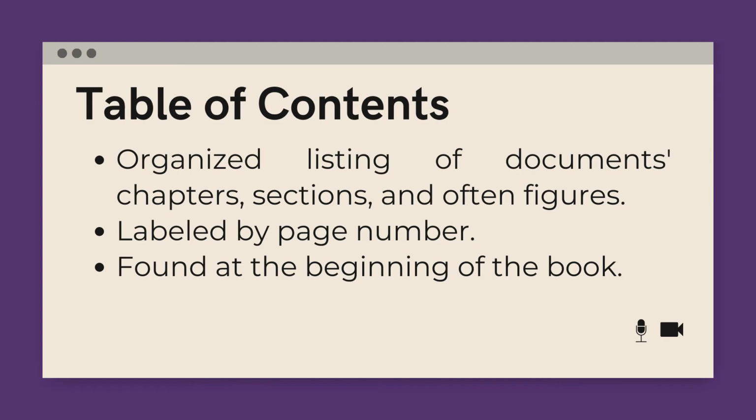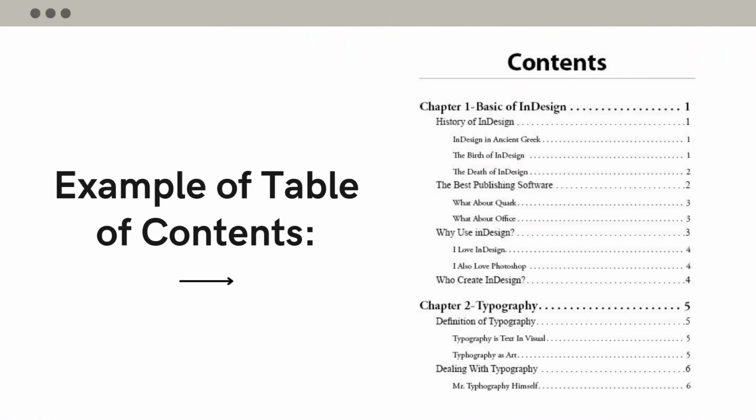Lastly, the 10th one, the table of contents. A table of contents is an organized listing of your documents, chapters, sections, and often figures clearly labeled by page number. Furthermore, it is useful when the reader wants to proceed to a particular chapter or section. The reader can track it down using the table of contents, which can be found at the beginning of the book. Here is an example of a table of contents.